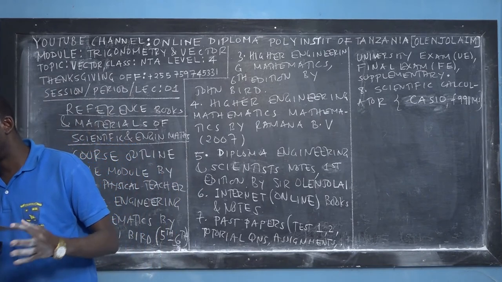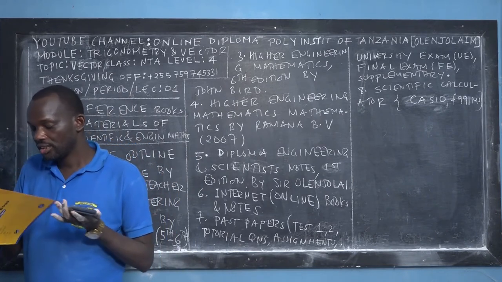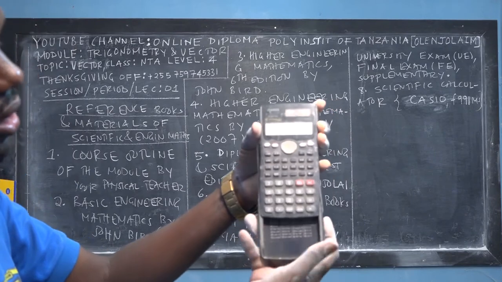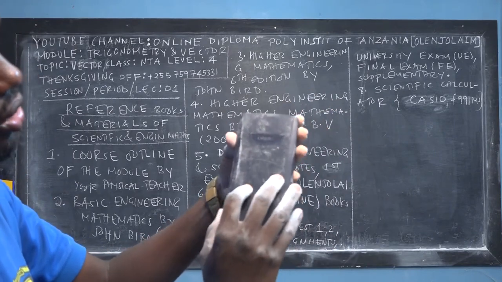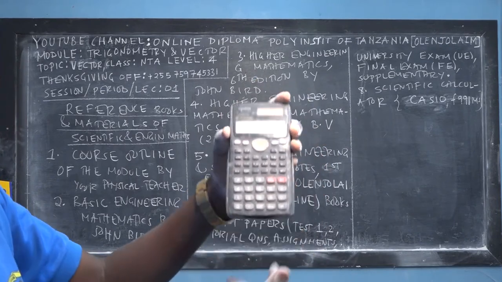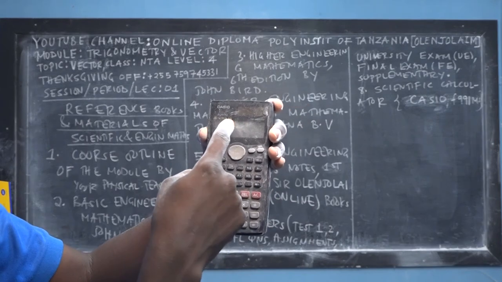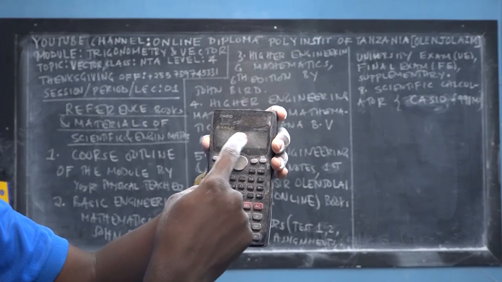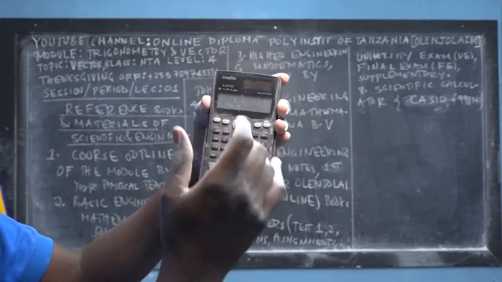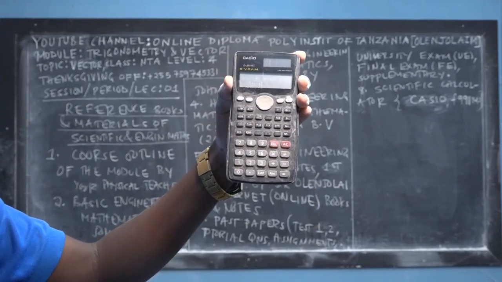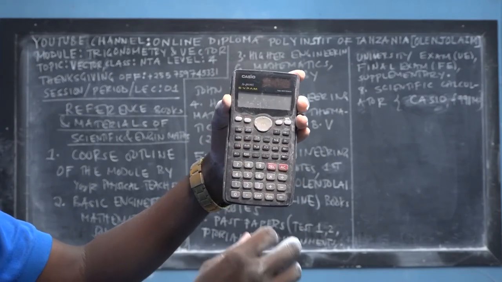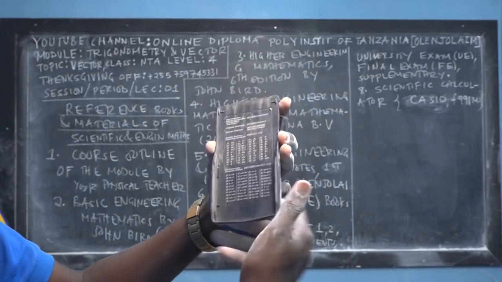I thought about how I can solve your problem of not having it. This is the appearance of a Casio scientific calculator. If you close it, you see it has the Casio label, and it also has a back cover like this one. If you open it, this is the appearance of the Casio FX-991MS. This is the display, which has been covered by chalk because I'm using it, and these are the buttons. All of these buttons have particular applications in diploma engineering mathematics.